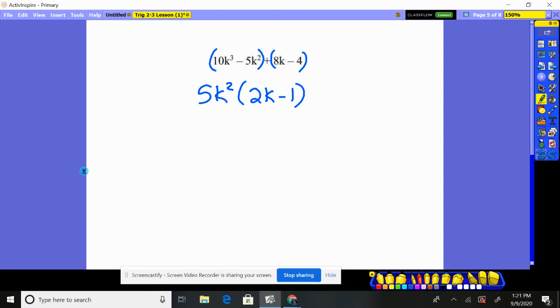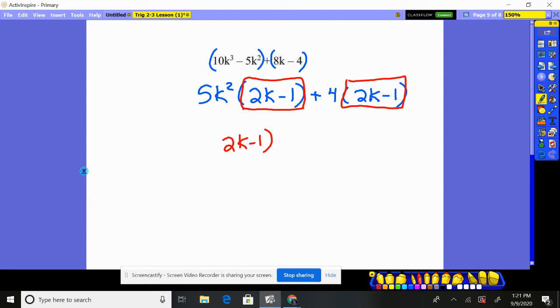Now 8k and minus 4. They both have a 4 that can come out. So factor a 4 out. Left behind with 2k minus 1. And again, we have a 2k minus 1 in this piece too. So I'm going to go ahead and put it out front. And you're left behind with a 5k squared plus 4. So we factored those 4 pieces into the product of 2 binomials.